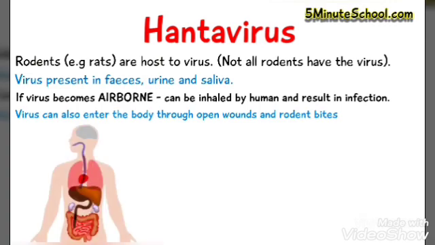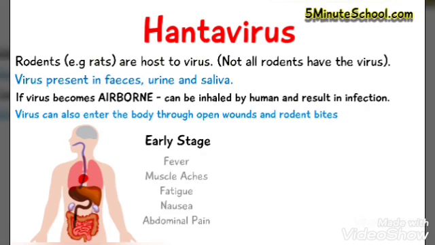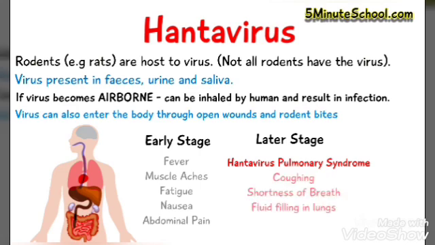The symptoms of hantavirus include fever, muscle aches, which occur mainly in the large muscle groups, for example the thighs or the back. Fatigue is also a common symptom alongside nausea, diarrhea, and abdominal pain. At a later stage, at around 4 to 10 days of infection, symptoms of hantavirus pulmonary syndrome may occur, which includes coughing, shortness of breath, and fluid filling up the lungs. Hantavirus pulmonary syndrome has a fatality rate of around 40%.